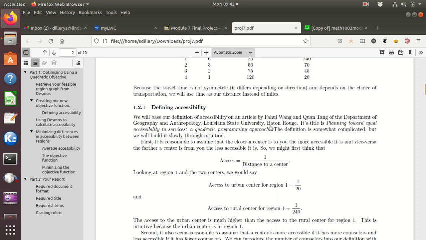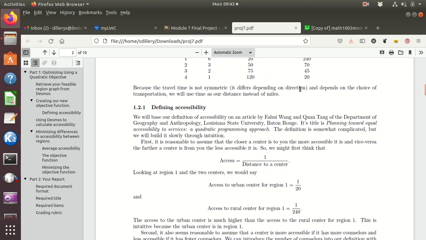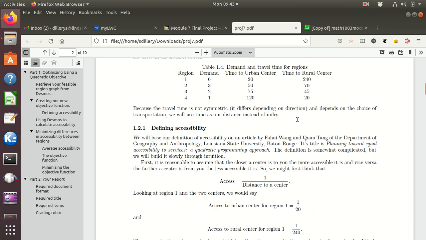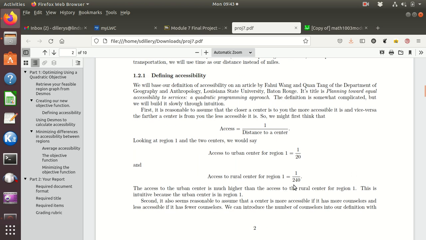And so if we look back up here at the data, then we'd be saying 1 over 20, because we're going to use our travel time as our distance measure, again, like Module 1. And so we've got 1 over 20 as an access there, and 1 over 240 is the access for Region 1 to get to the rural center. So 1 over that 240 and 1 over the 20. Okay. So that's the first thought.